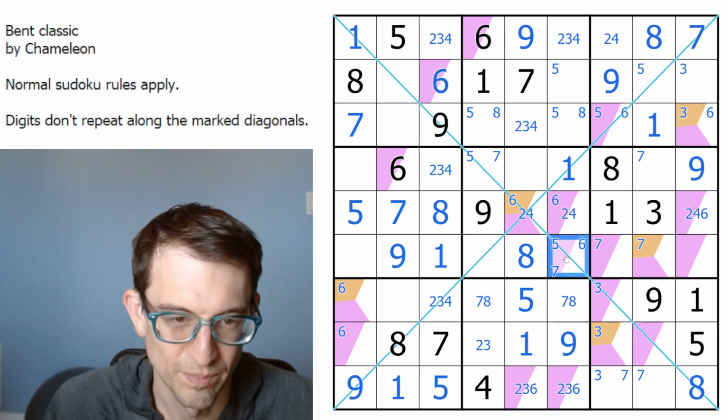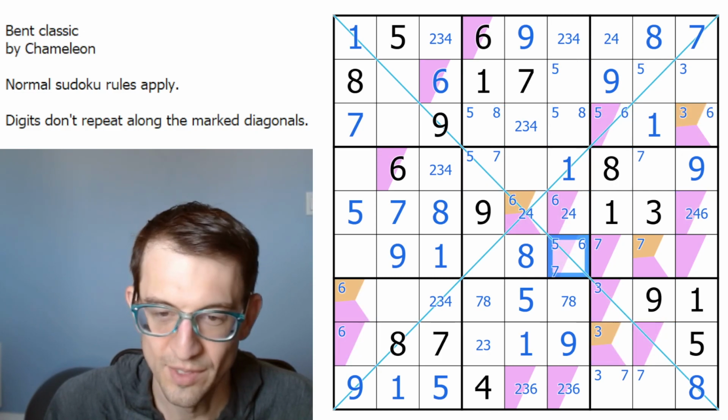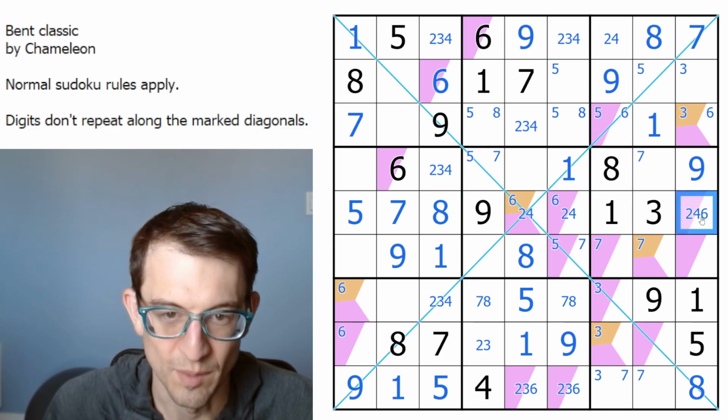So if this cell is 6, then 6 has to go here and here. And now, where does 6 go in box 9? It can't go in either of those two because of this one. And it can't go in this because of the diagonal. So this can't be 6, which means this can't be 6.